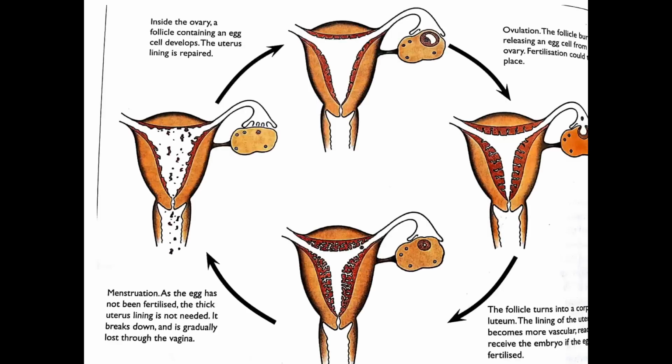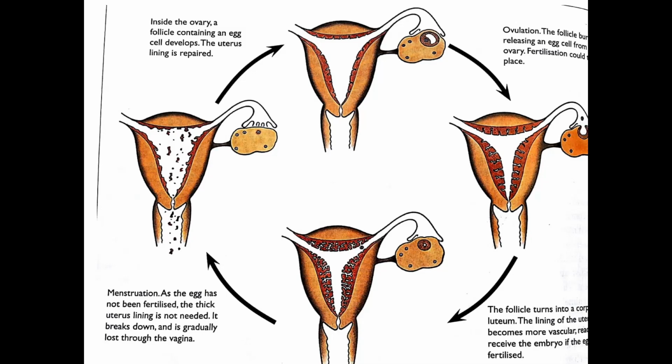So again, this is just another kind of cycle. So ovulation: the follicle releases an egg cell from the ovary, fertilization could take place, but the follicle turns into a corpus luteum and the lining of the uterus becomes more vascular, to receive the embryo if the egg is fertilized. And menstruation: as the egg has not been fertilized, the thick uterus lining is not needed and it starts to break down, gradually lost through the vagina. And after that, inside the ovary, a follicle containing an egg cell develops, and the uterus lining is again repaired.